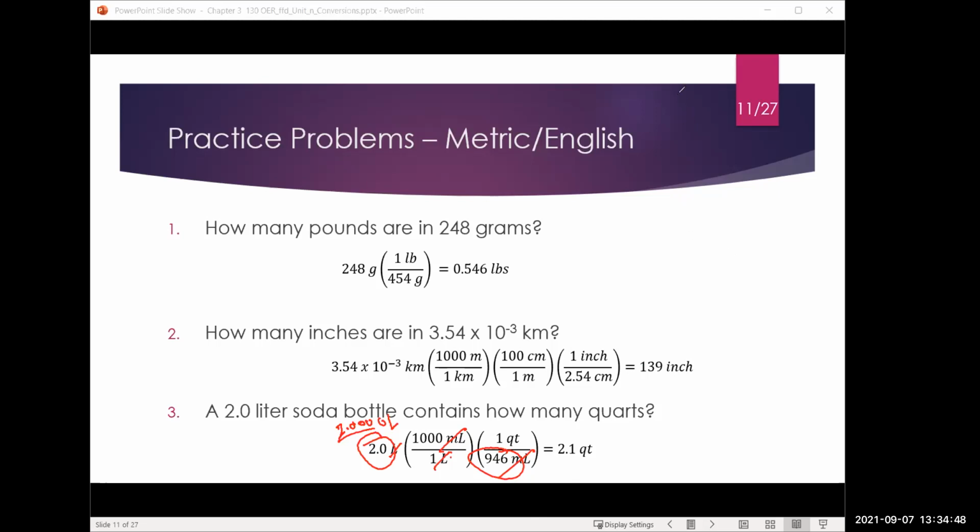Sometimes some of the homework problems, they throw a little curve at you just to see if you're paying attention.